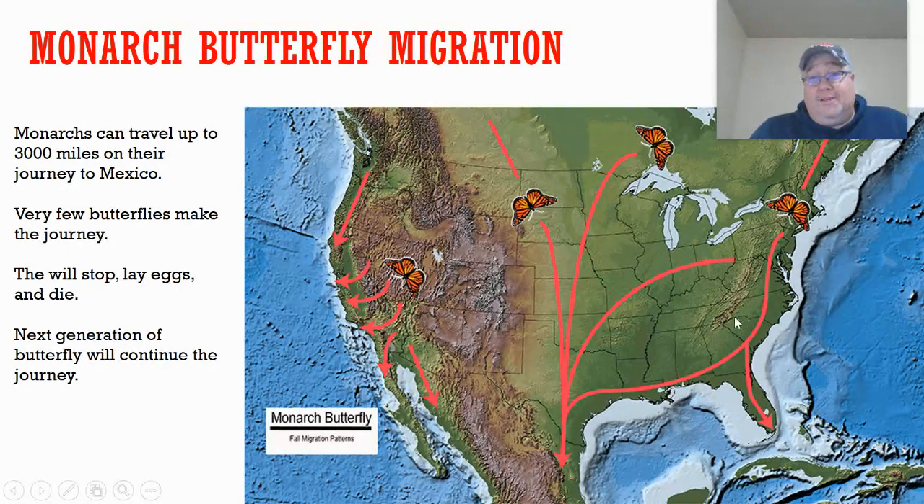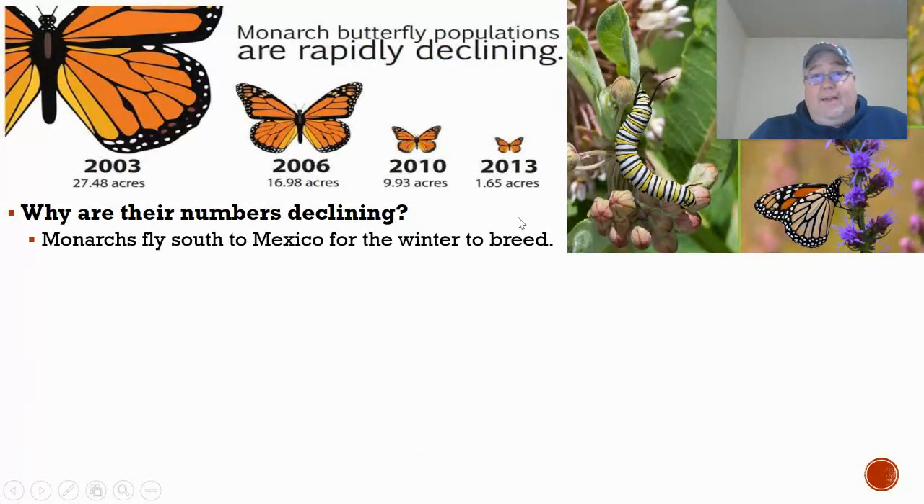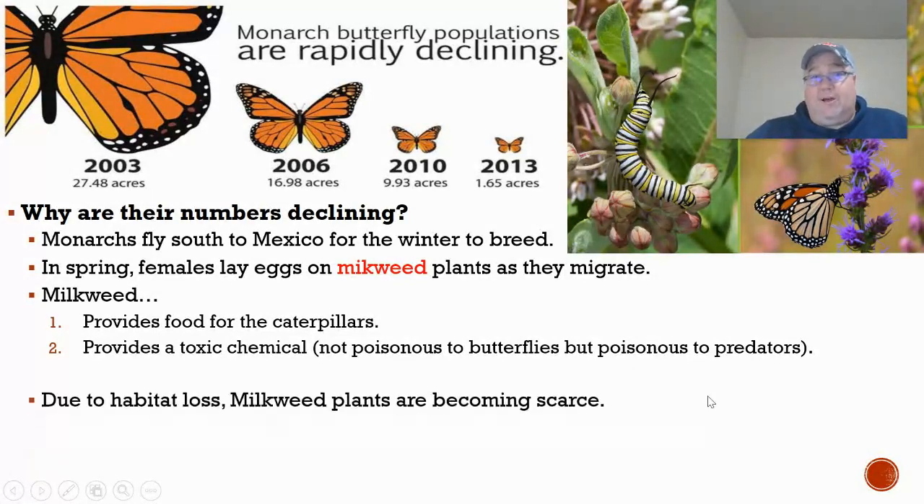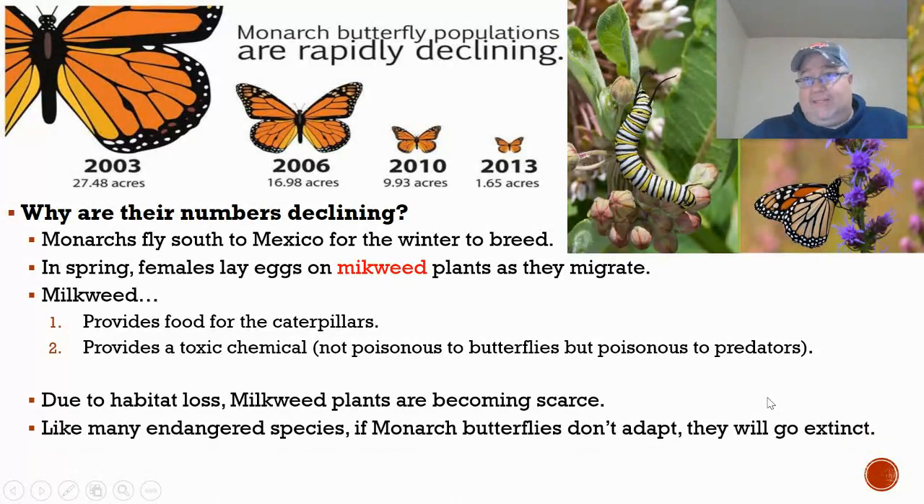Now, the problem with these monarchs is they depend on a few steps along the way, a few stops before they get to Mexico, and where they stop is mainly where there's a certain type of plant. It's called a milkweed plant. These insects are extremely picky about where they lay their eggs, and the reason why is because the milkweed plant provides a couple of interesting things for the caterpillars.